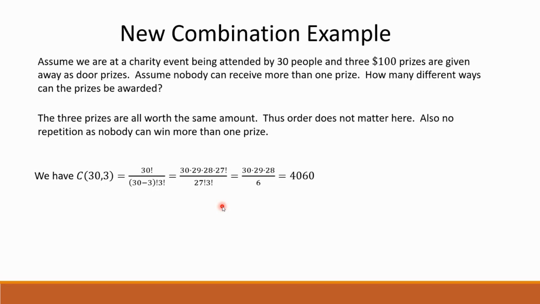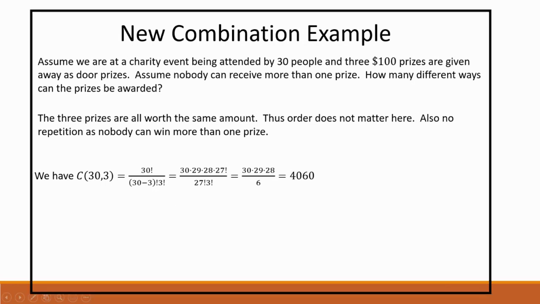Wait, so the 27 canceled from the numerator and the denominator, but how did the 3 turn into a 6? 3 factorial is 6 because it's not just 3, it's factorial. So let me, yeah, I'm just thinking how to explain this. I have an idea. This might help actually if I do this.